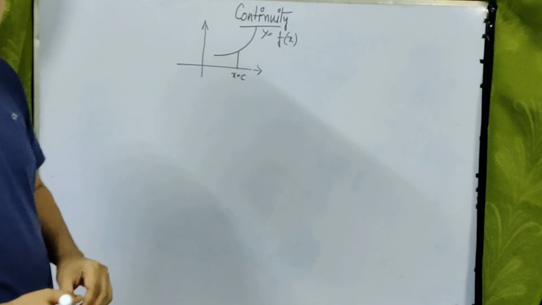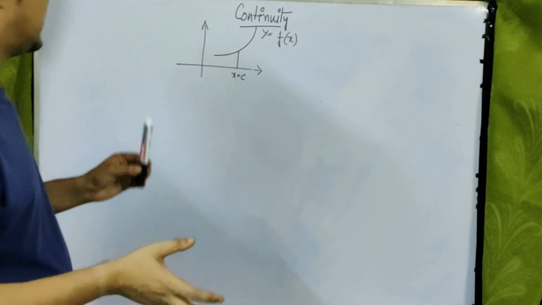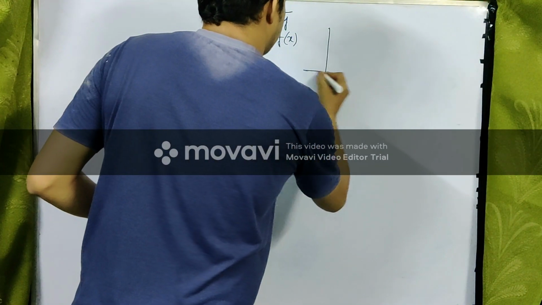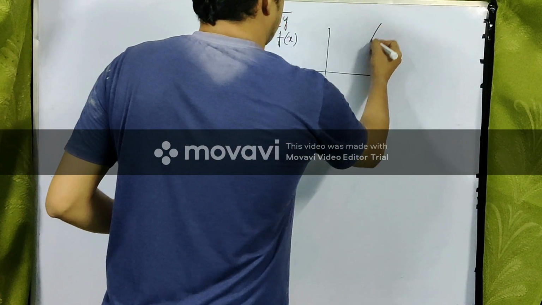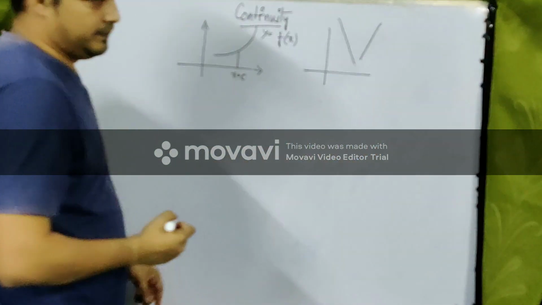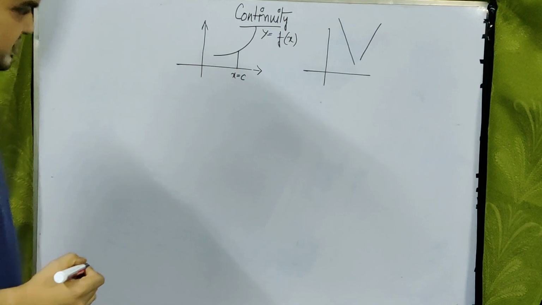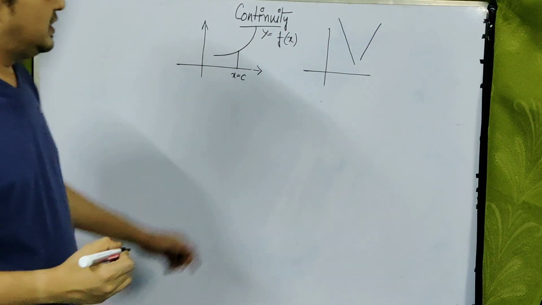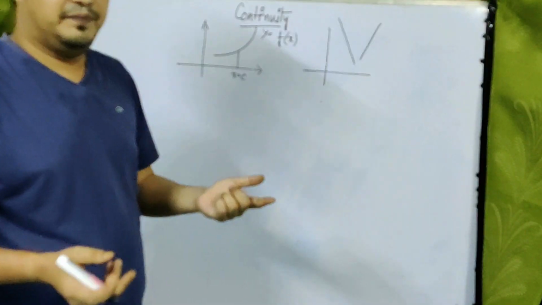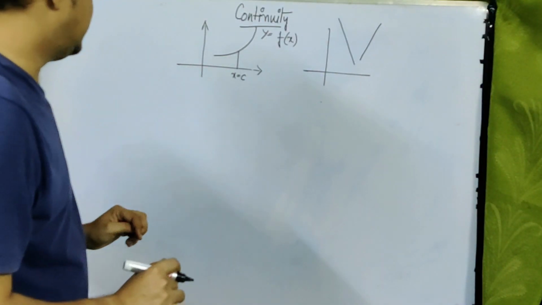And how can we check whether a function is continuous or not? If we draw a graph for a function and it looks like this, that means there is a gap here. And if there is no gap in the graph, then we say that particular function is continuous.